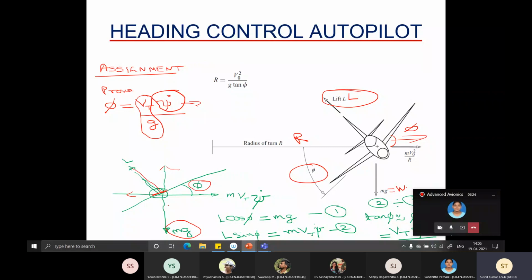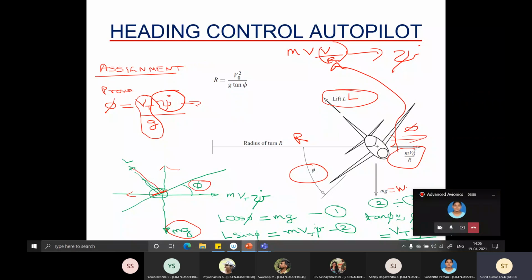And L sin phi is m Vt psi dot. So basically what we are trying to do is this m v squared by r; I am writing it as m v into v by r. Okay. And v by r is nothing but psi dot. Then you divide these two equations, you get tan phi. And for small angles, you get this relationship, Vt by g into psi dot. So that's how you get this kinematics for it.